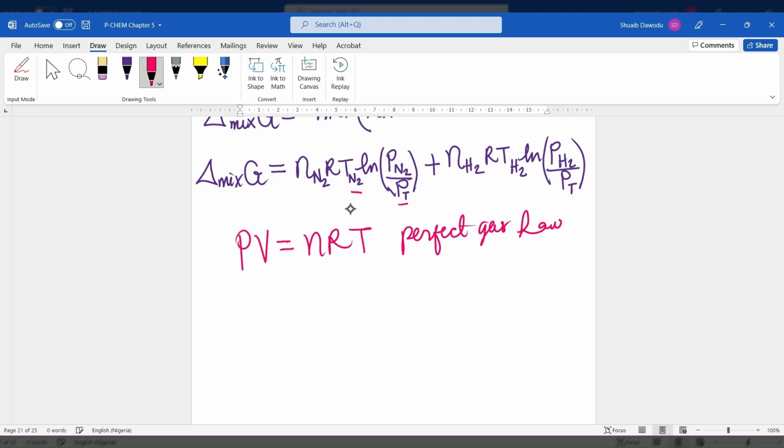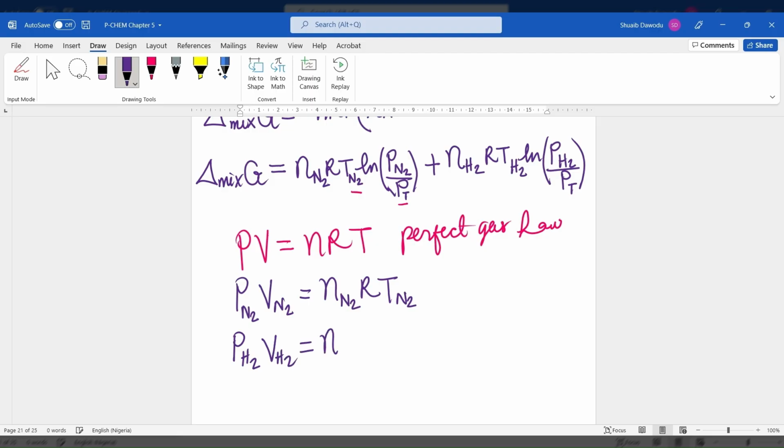But we can now write this perfect gas law in terms of hydrogen as well as in terms of nitrogen. So to do that, we end up with P sub N2 multiplied by V sub N2 is equal to n sub N2 R T sub N2. So this is what this is here. We could do the same for hydrogen. So we have P sub H2 V sub H2 is equal to n sub H2 R T sub H2.